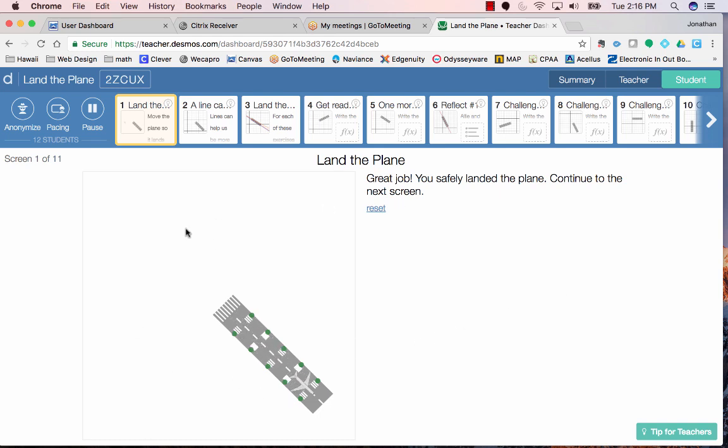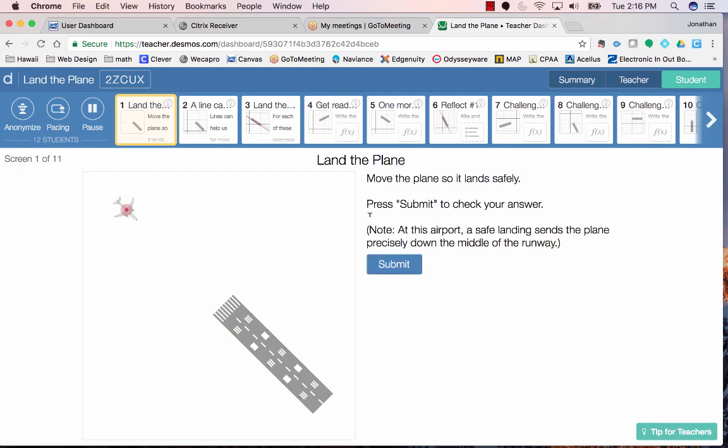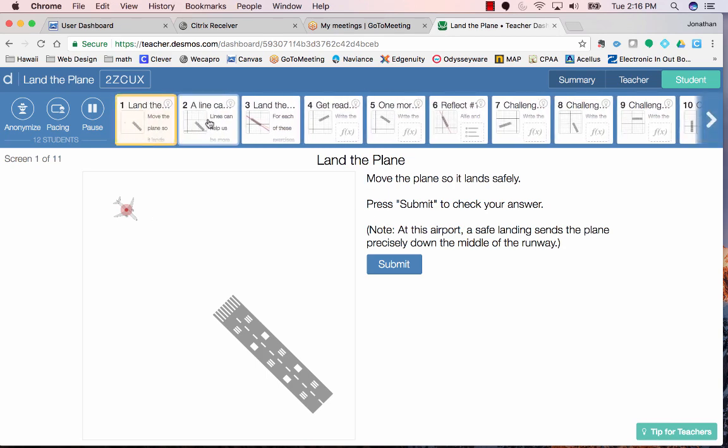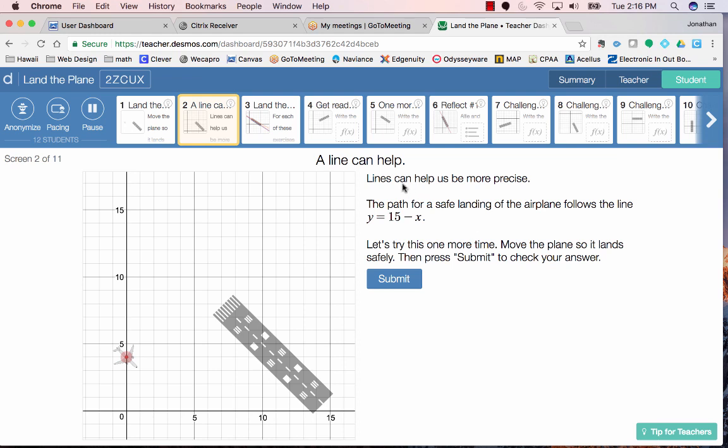So we're going to use the power of algebra and linear equations to help do this a little bit better on all of our screens. So I'm going to go to the next slide here. Line 2. So lines can help be more precise. Here we got an equation, y equals 15 minus x, and move the plane so it lands safely. So how would I interpret this?